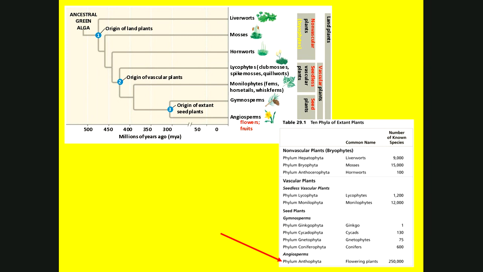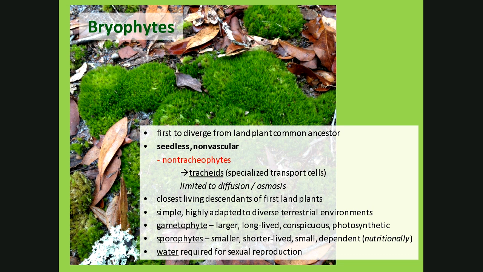All right, so we're going back about 470 million years ago to the origin of the land plants, and we're going to move off now to the bryophytes. So the bryophytes, when we think about bryophyte as a collective term, we're talking about the seedless, non-vascular plants. Seedless, non-vascular. These are what we call the non-tracheophytes. A tracheid is a transport cell. A tracheid is a cell that forms a tube.